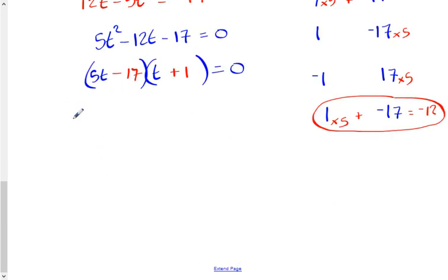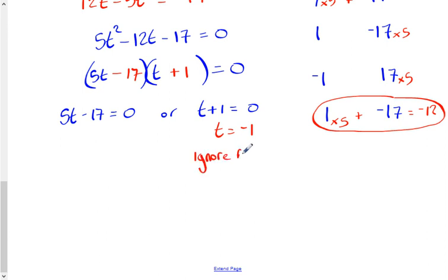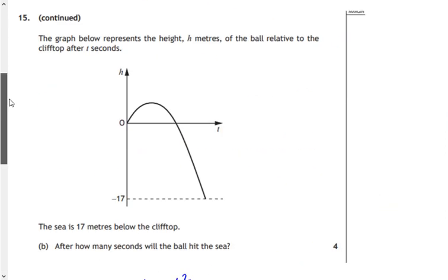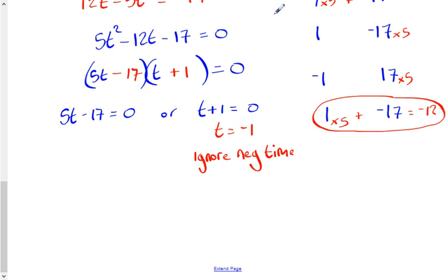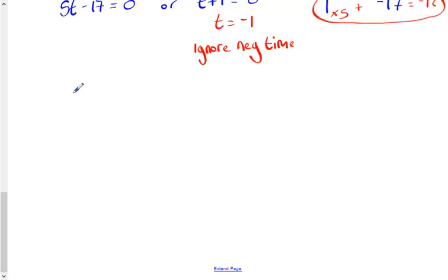With that in mind, we get then that 5t minus 17 equals 0, or t plus 1 equals 0. Now we can ignore this one because t equals negative 1, ignore negative time, because it can't hit the ocean surface before it was kicked. So going back to this then, 5t minus 17 equals 0, so 5t equals positive 17, giving us then that t is 17 over 5.